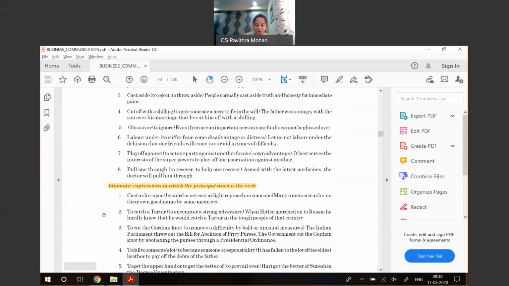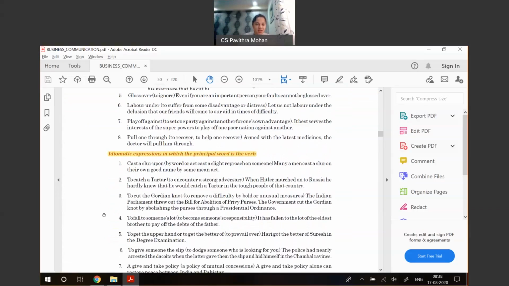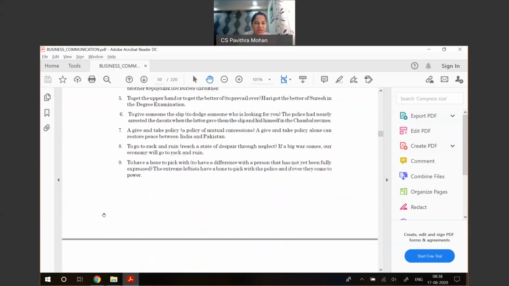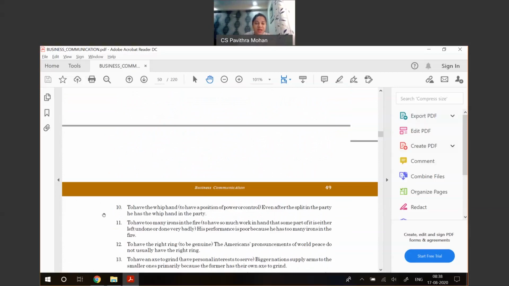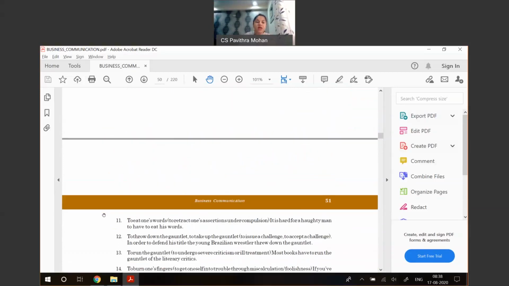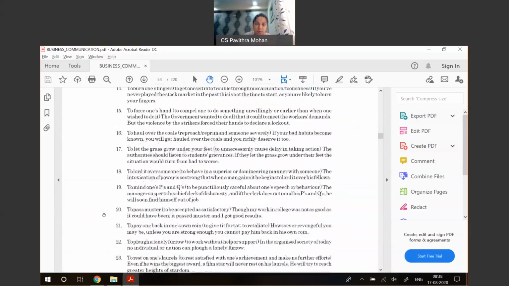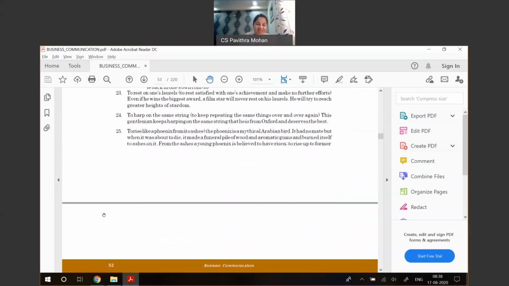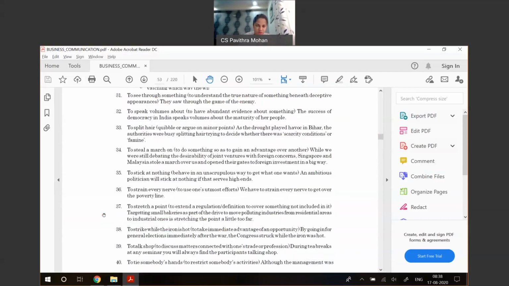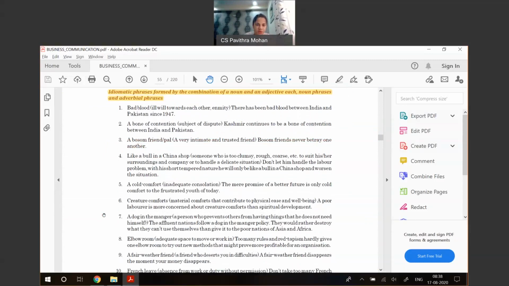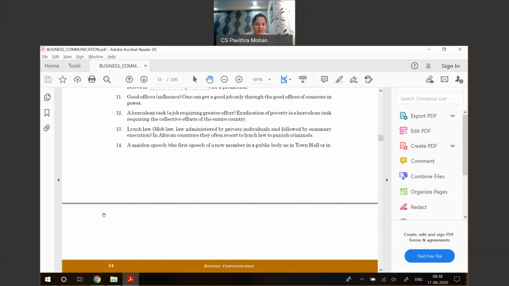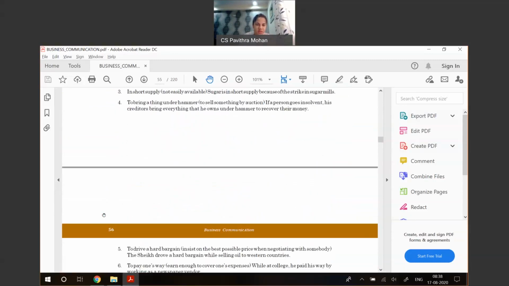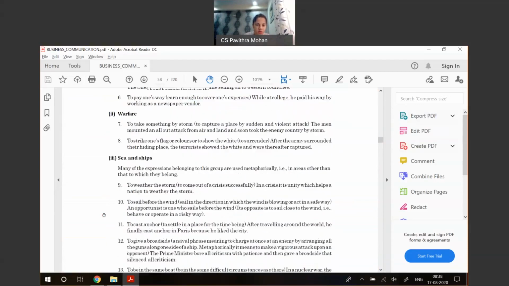Okay, so with respect to idioms, they have given you a lot of idioms. Kindly go through all these idioms, understand the idiom, understand its meaning, understand the sentence, how it is being used. Okay, that will be helpful. So they have given you war related idioms, many idioms are being provided. Kindly go through all.